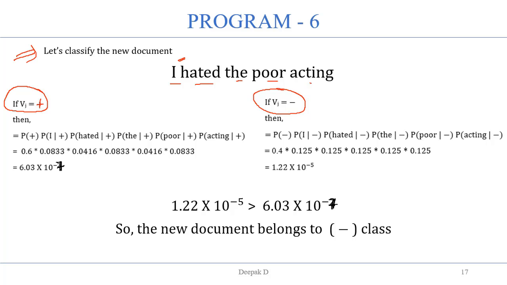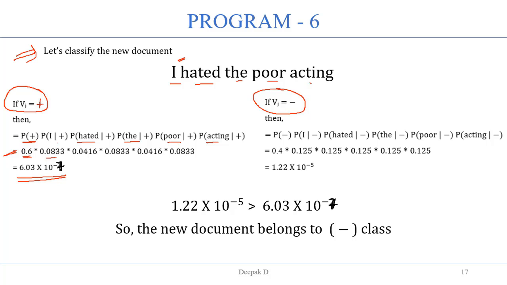So what is the probability value of the positive document? Here it is 0.6. And what is the probability value of I given positive? It is 0.8. Then 0.0833. Similarly, you have the values with respect to the positive class. You substitute the values in the formula and you will receive the value 6.03 times 10 to the power of minus 7.